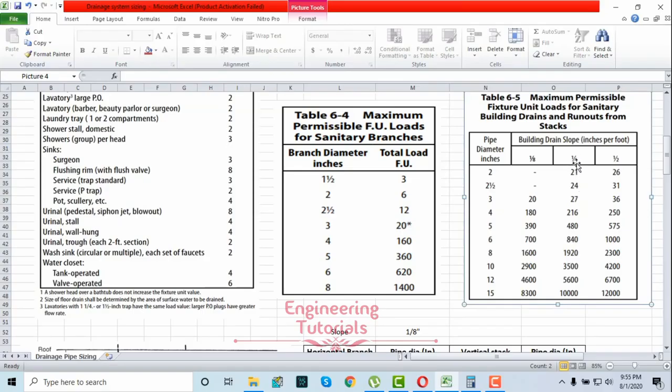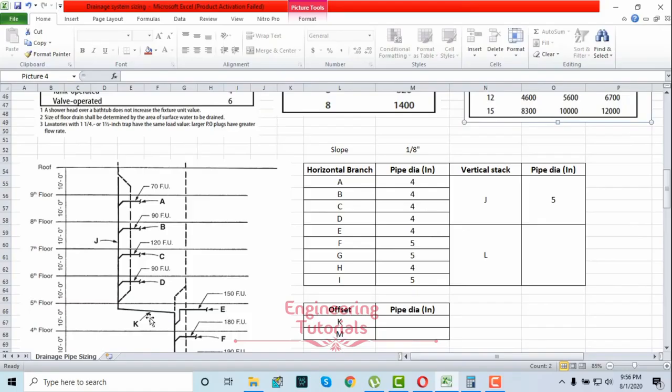Even if you are using 1/4 inch slope, 370 will also be in between 216 and 480. Obviously we'll go for the higher value, 480. So same 5-inch pipe size. So since we have 1/8, 5-inch pipe size we are going to use in here for this offset K.